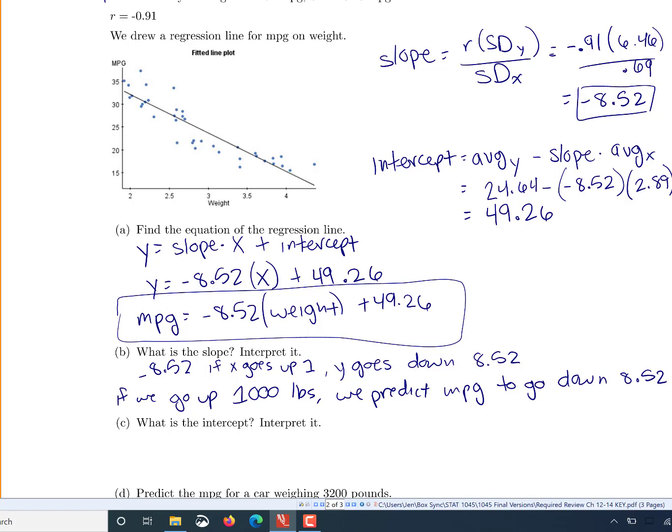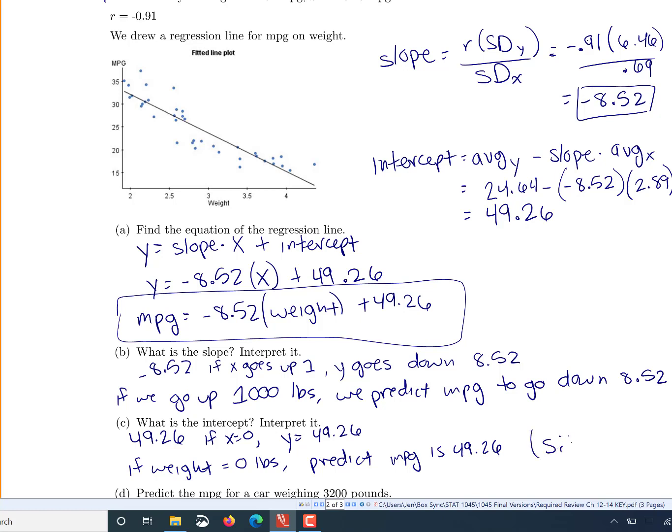Next, what is the intercept? It is 49.26, and that basically means if x equals 0, y equals 49.26. So if weight equals 0,000 pounds, we predict miles per gallon is 49.26. Now, obviously, this one is a silly one.